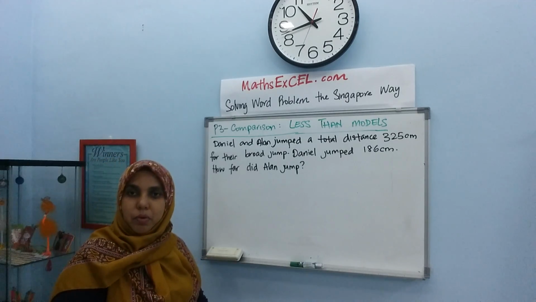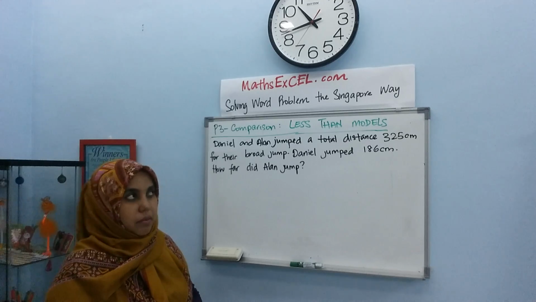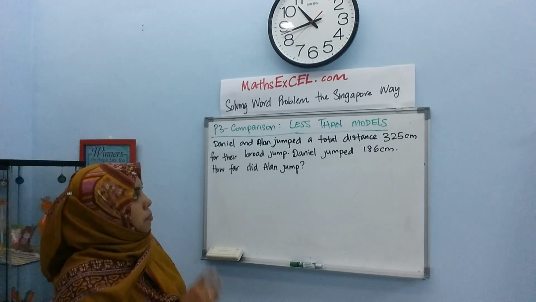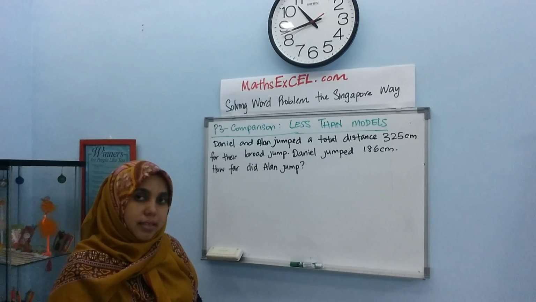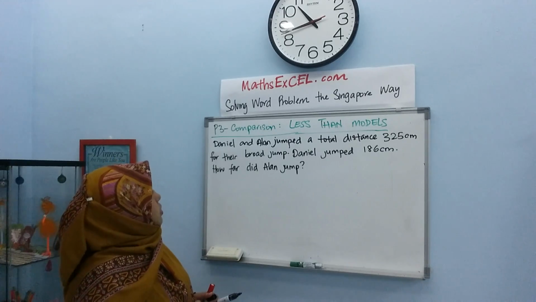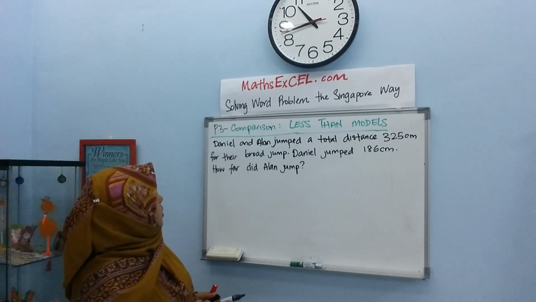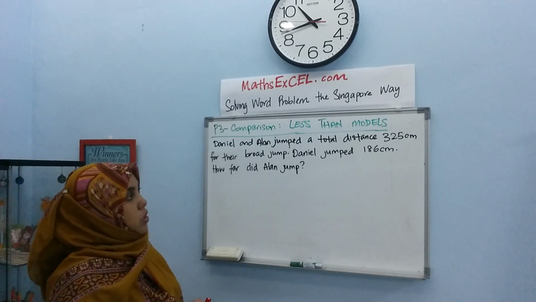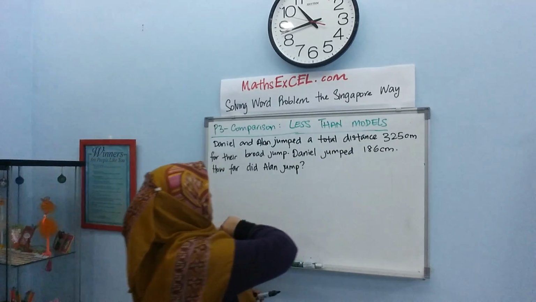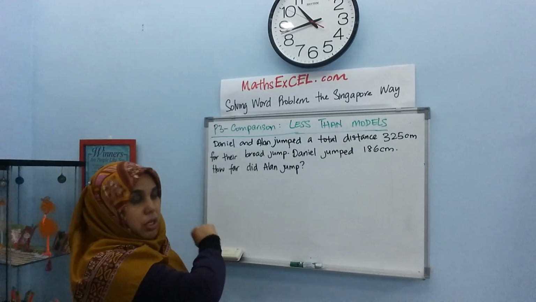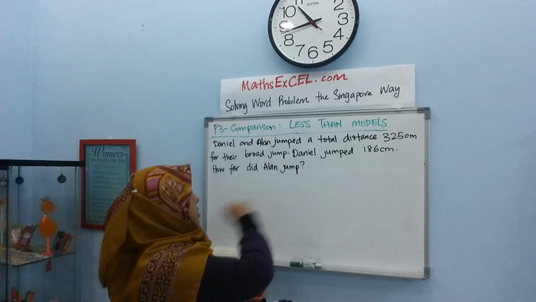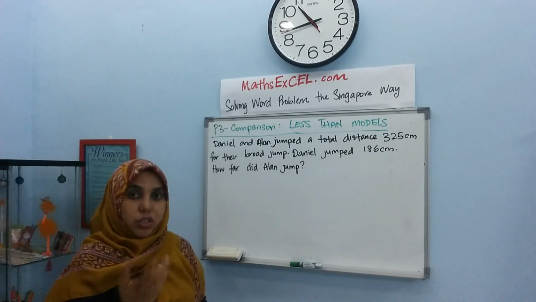This is our next concept of P3. We are still at the P3 level, during comparison with this less than model. Okay, so let's go to the question now. Daniel and Alan jumped a total distance of 3 to 5 cm for their broad jump. Daniel jumped 186 cm. So how far did Alan jump?